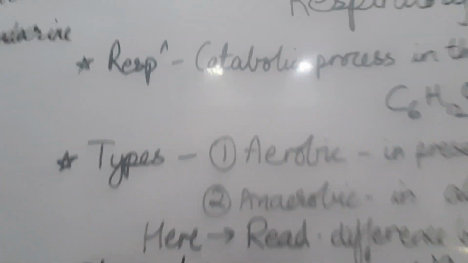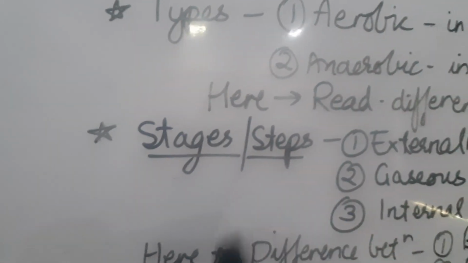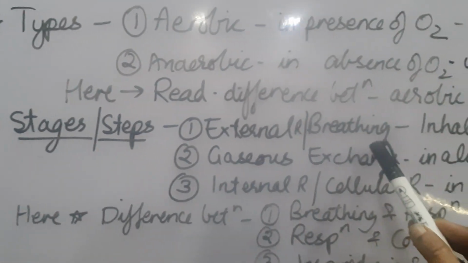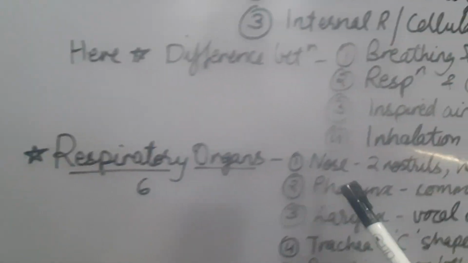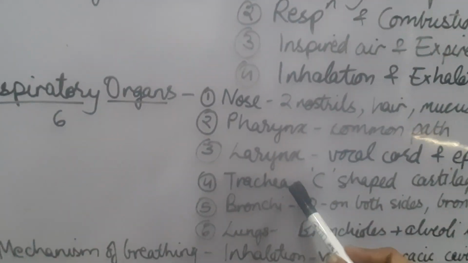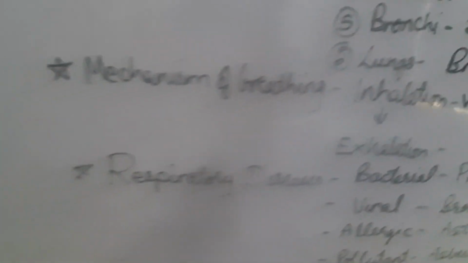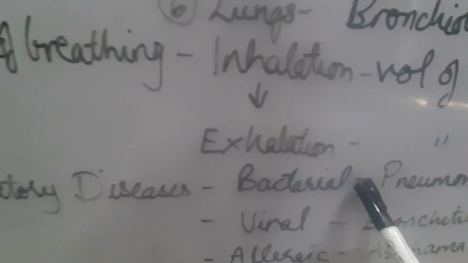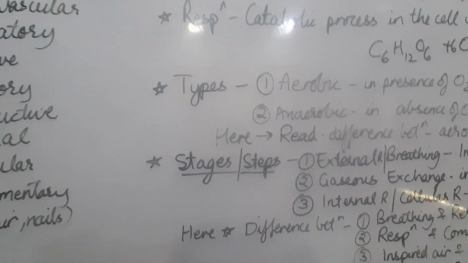What are the types of respiration? It is aerobic, anaerobic respiration. Stages of respiration: external or breathing, gaseous exchange, internal or cellular. Then we have respiratory organs: nose, pharynx, larynx, trachea, bronchi, lungs. Mechanism of breathing, that is inhalation and exhalation. And respiratory diseases like bacterial, viral, allergic and pollutant induced. So let us go to each of the points in detail.